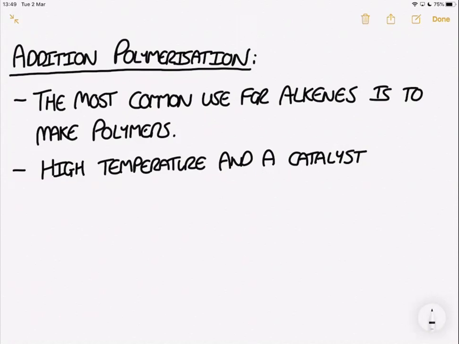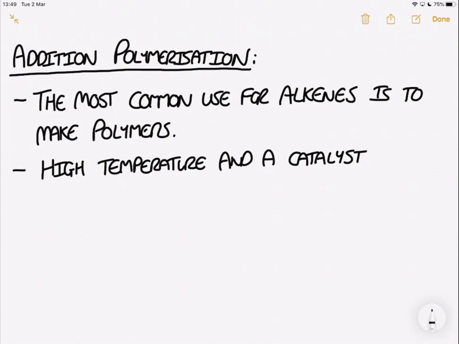It's used in wiring. There's tons and tons of uses for plastics, right? And so addition polymerization, again from a chemical engineering point of view, is a really, really important process, and we have to learn a bit about it. It's actually really, really complicated, but the easiest way to think of it is, again, high temperature and a catalyst, and we don't need to name the catalyst in this case.